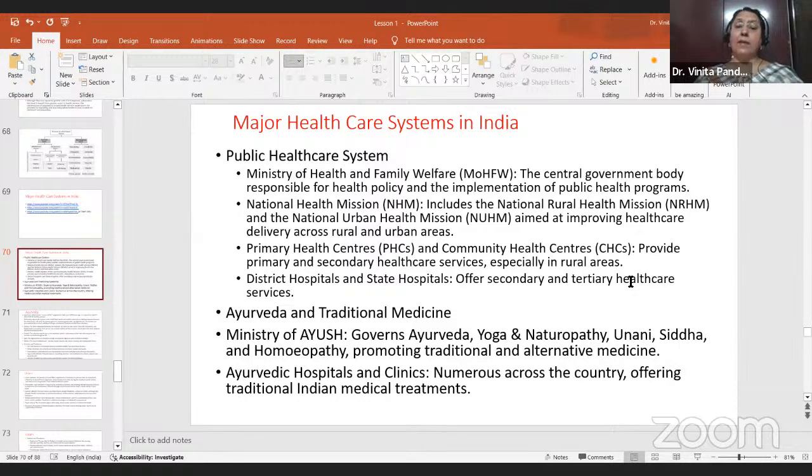And as part of the entire system, we also have district hospitals and state hospitals, which offer secondary and tertiary healthcare services.